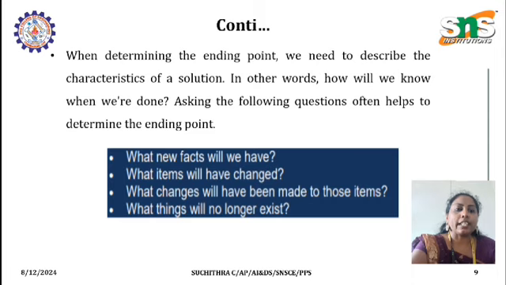When determining the ending point, we need to describe the characteristics of the solution. In other words, how will we know when we are done? Asking the following questions often helps to determine the ending point. What new fact will we have? What item will we change? What changes will be made to those items? What things will no longer exist?